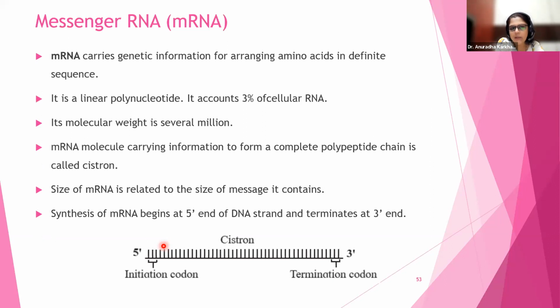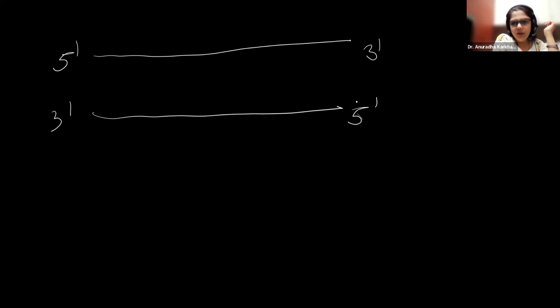First, I talk about the mRNA. mRNA carries genetic information for arranging amino acids in definite sequence. So what is exactly going to happen, you know? The DNA will have, suppose, okay? I'll just explain. It's just suppose, okay? So suppose we have got DNA. This is your 5' to 3' DNA, and of course this is going to be your 3' to 5'. Opposite directions में होते हैं बेटा DNA के strands.